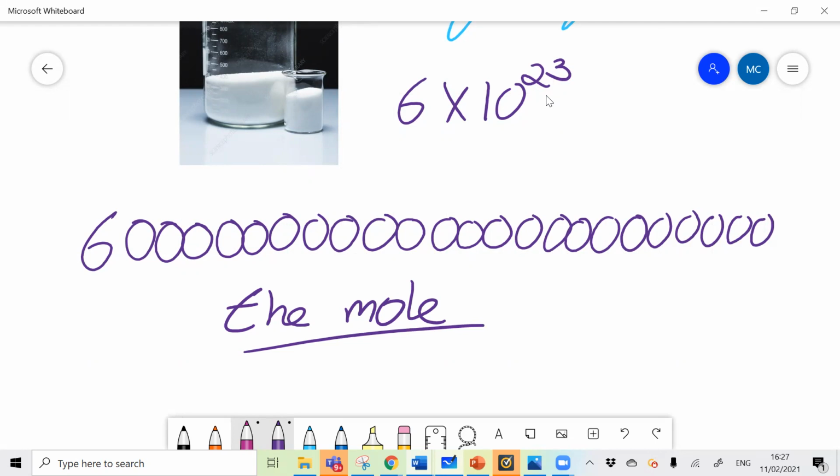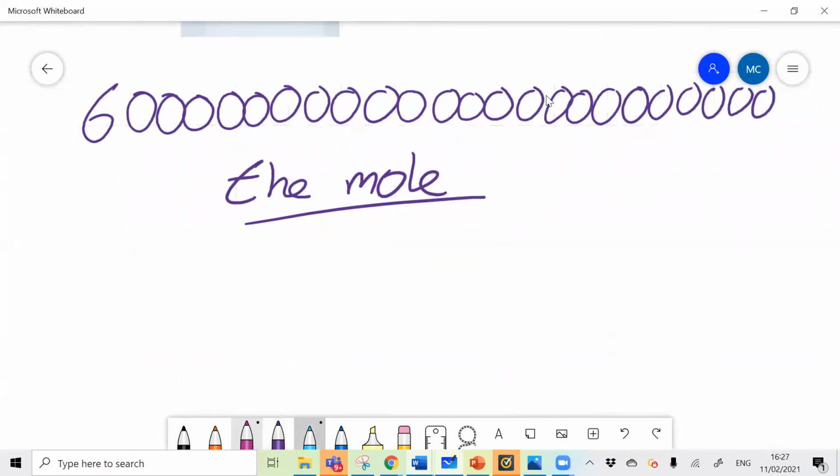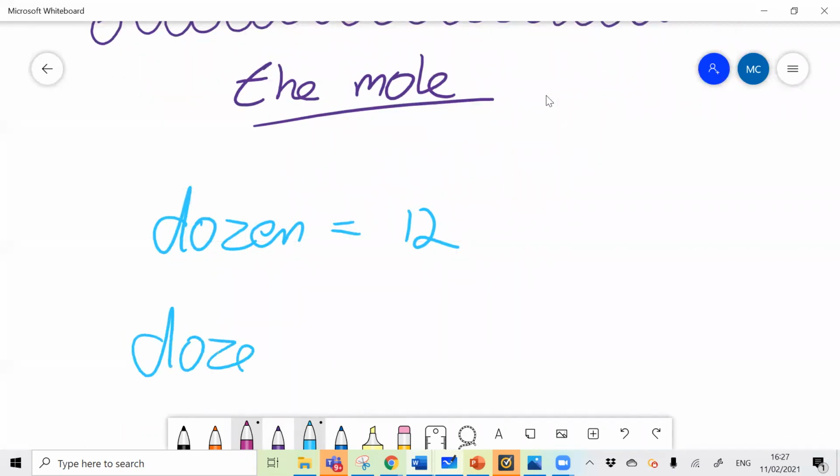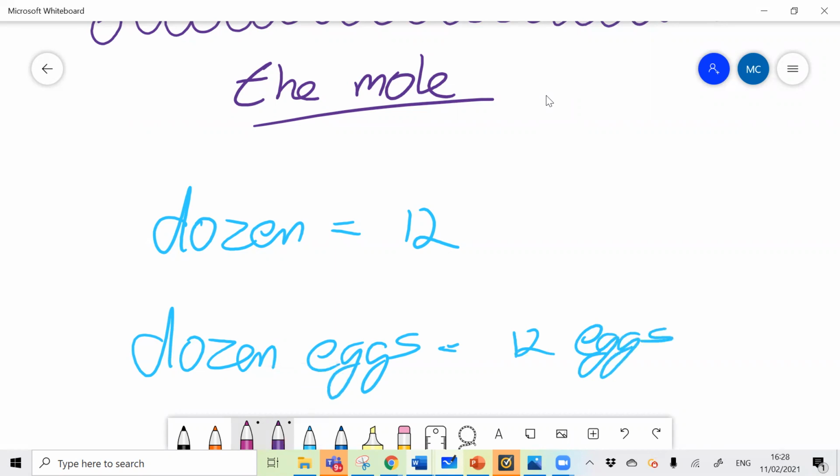Okay? Now, the mole is very similar to a number that you might be used to. You might be used to the word dozen, which is equal to 12. Okay? So if we say a dozen eggs, what we really mean is 12 eggs. And we've been using the word dozen since we were probably little kids. So by now, it's ingrained in your mind that whenever you hear the word dozen, you don't see it as a word, but rather we think of the number 12.